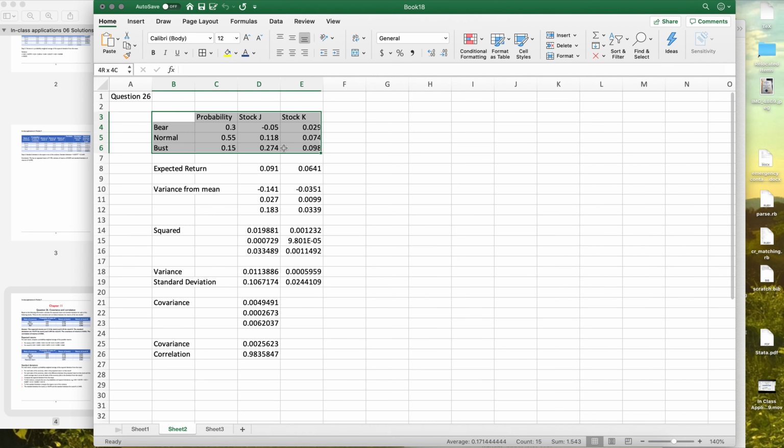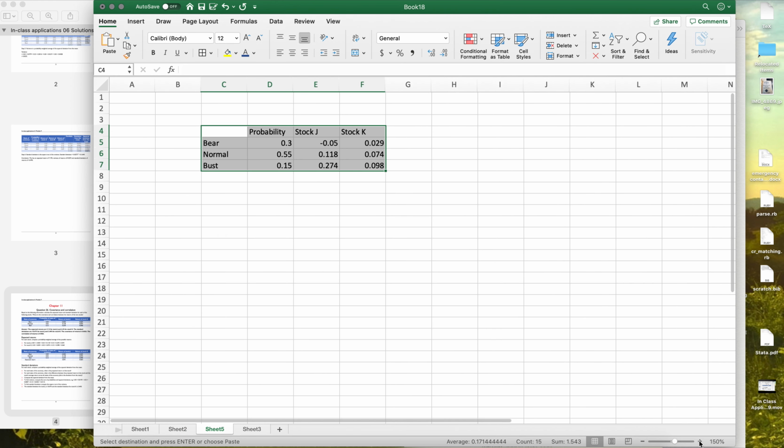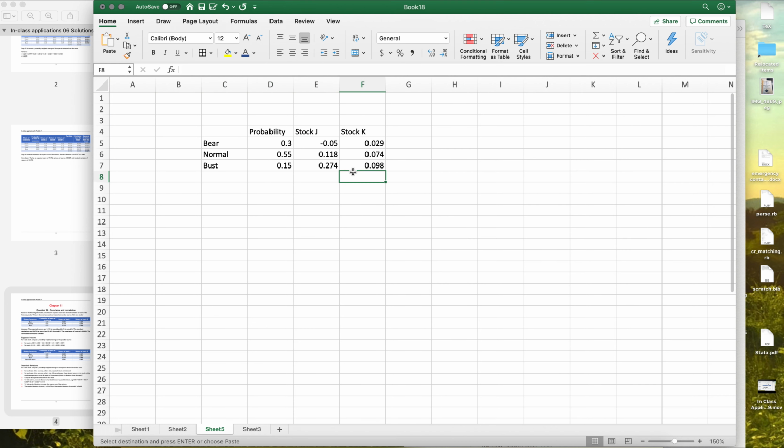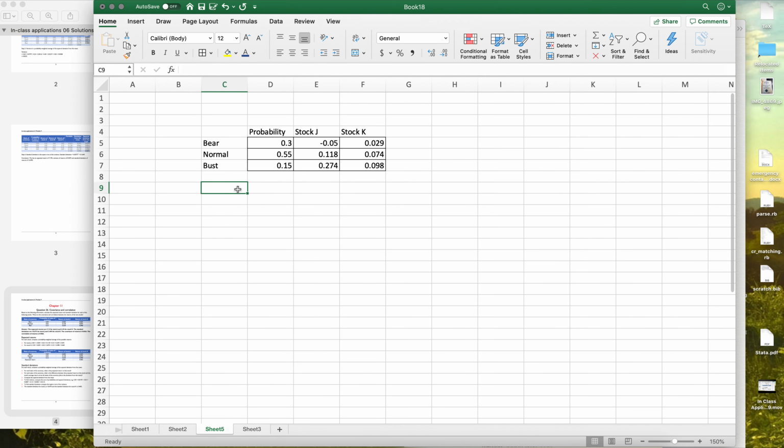Let me copy and paste this to a new page. Let me see if there's any other. Nope, there's no other information. All right, the first one is expected return.